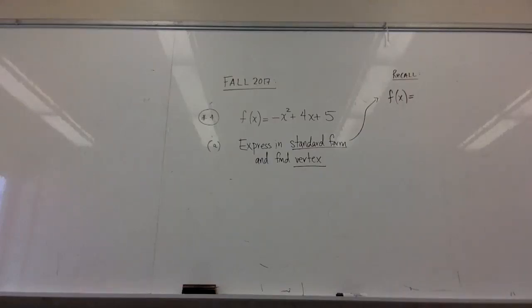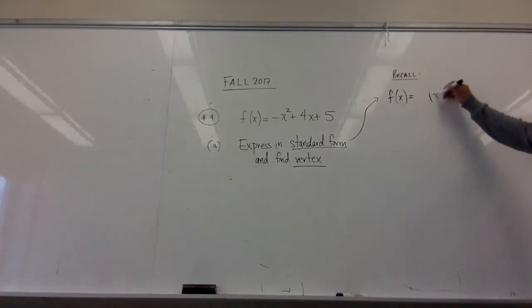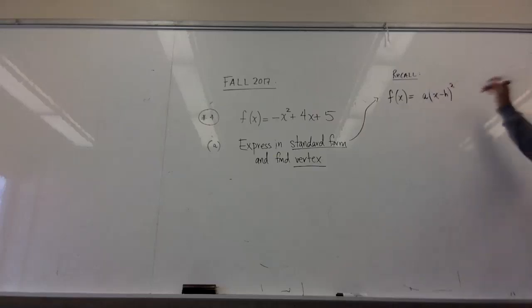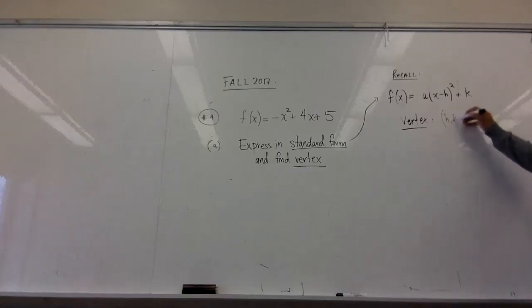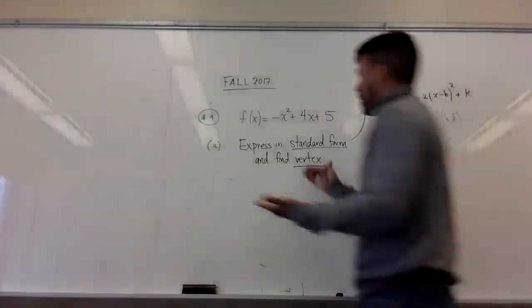So what's the standard form? What does it look like? Parentheses x minus h, squared, with an a in front, plus k. This is the standard form of a quadratic equation. And the coordinates of the vertex you can read right off: h comma k. So once I get it in this form, I can just read off the vertex, right? So the question is, how do I do that with this here?